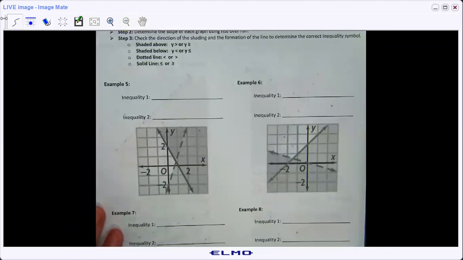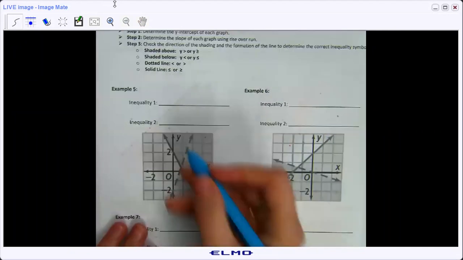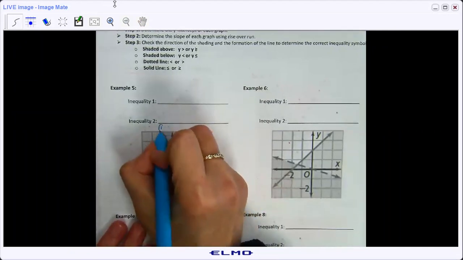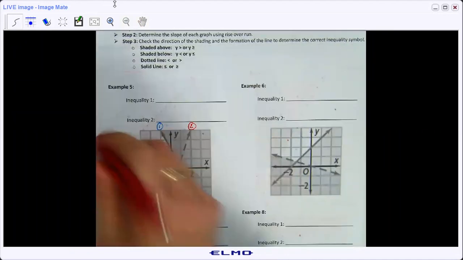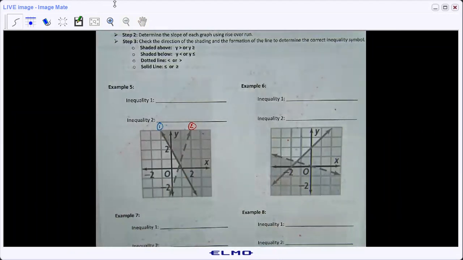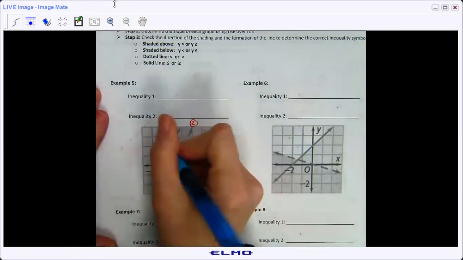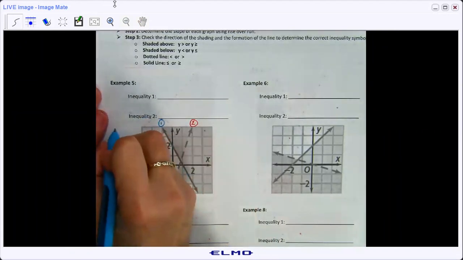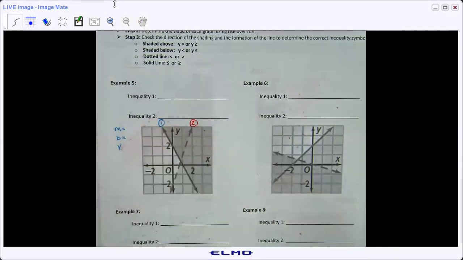Now, just because I do it this way doesn't mean that you need to do it this way. But it makes sense to me to write out my steps and then put it all together. So this first one is going to be my inequality number 1, and the second one is going to be my inequality number 2. The reason I color code them is so that I don't get confused when I go to write my inequalities. The first thing I'm going to look for is I need my slope, I need my y-intercept, and then I need to know what y is. Is it greater than, less than, greater than or equal to, or less than or equal to?